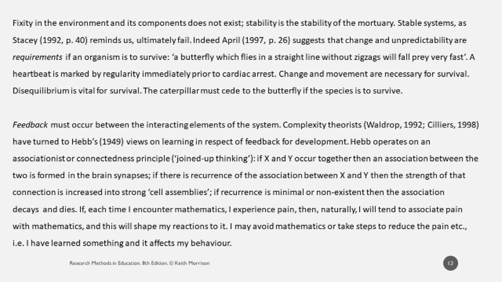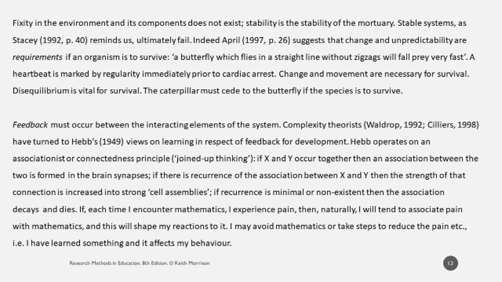Hebb operates on an associationist or connectedness principle, joined-up thinking. If X and Y occur together, then an association between the two is formed in the brain synapses. If there is recurrence of the association between X and Y, then the strength of that connection is increased into strong cell assemblies. If recurrence is minimal or non-existent, then the association decays and dies.